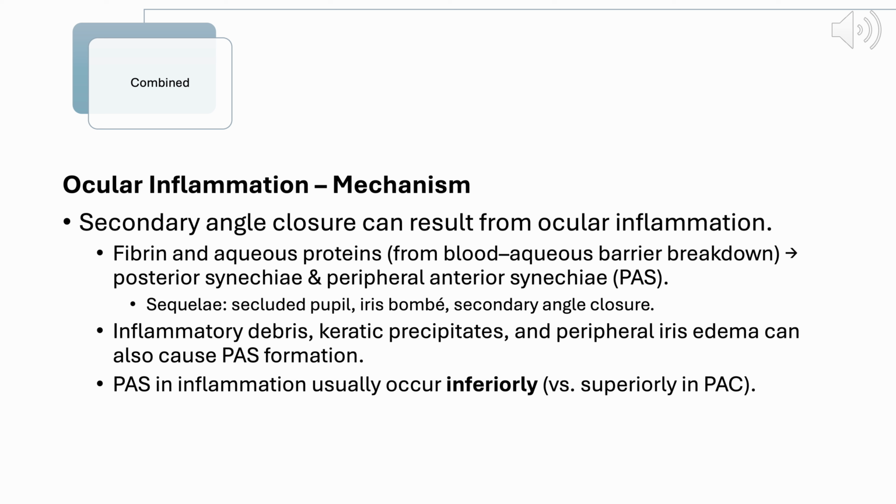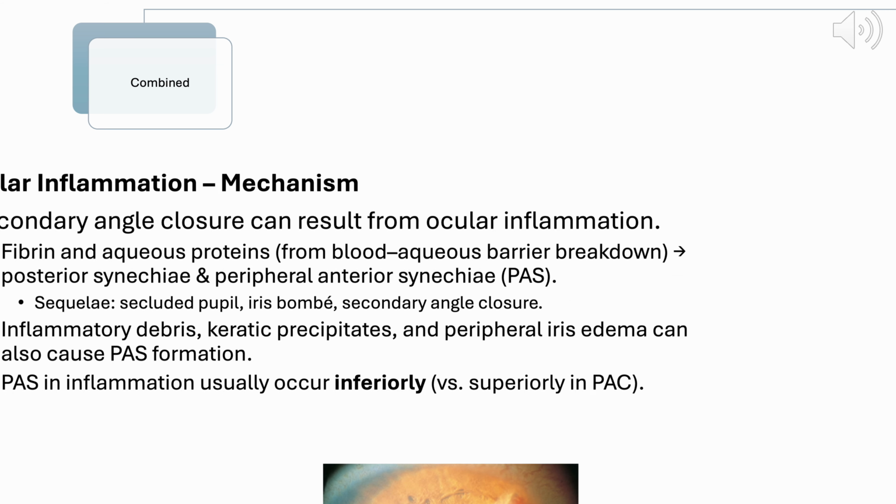The sequelae include a secluded pupil, iris bombée, and ultimately secondary angle closure. Additionally, inflammatory debris, KPs, and peripheral iris edema can also contribute to PAS formation. A key distinction here is that in inflammatory causes, PAS tend to form inferiorly, whereas in primary angle closure, they more often form superiorly.